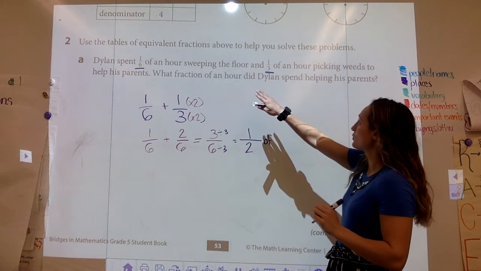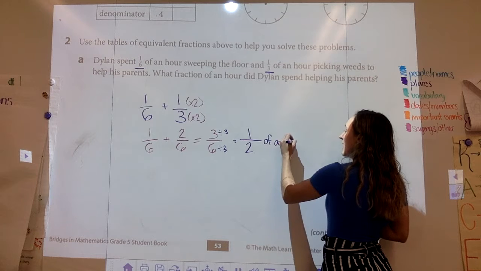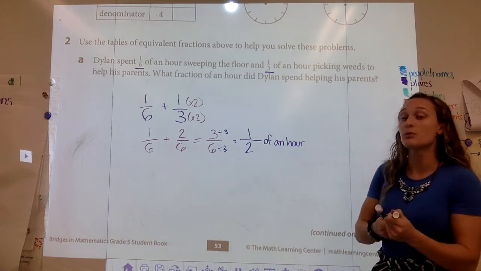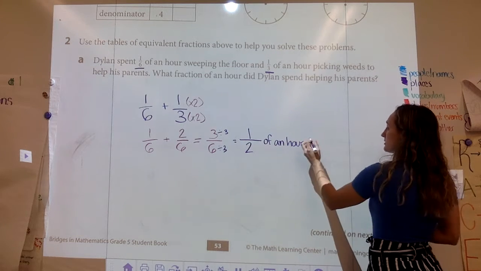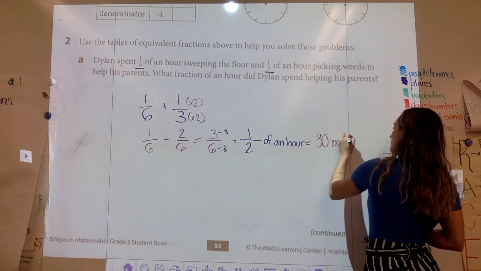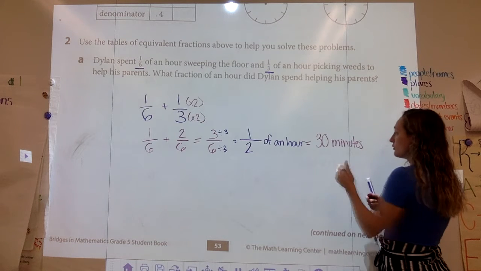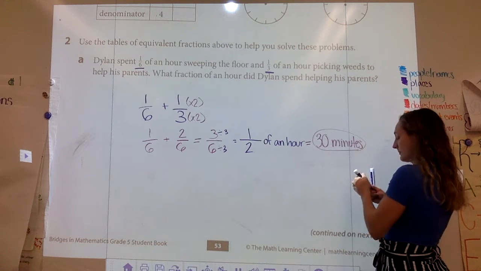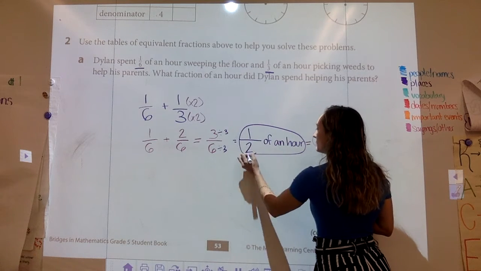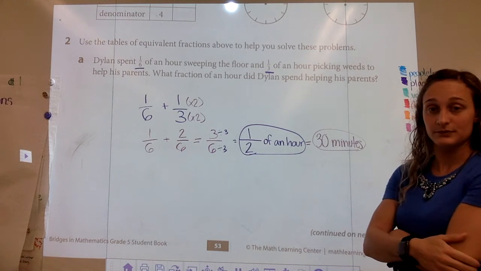Now I'm going back up and it says, what fraction of an hour? So it's 1/2 of an hour. And in my head, I know that half an hour is the same thing as 30 minutes. Okay, 30 minutes. And then I have my answer. So you'll want to circle your 30 minutes, and you'll want to circle your half an hour. Ooh, so you've got both the fraction and the amount of minutes.